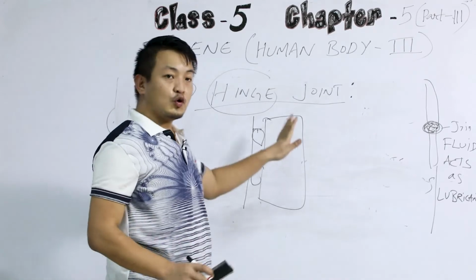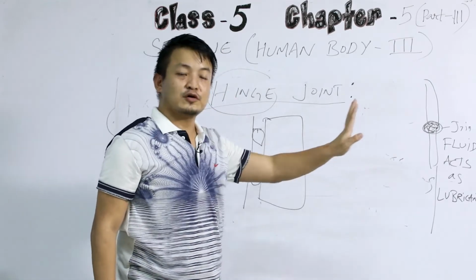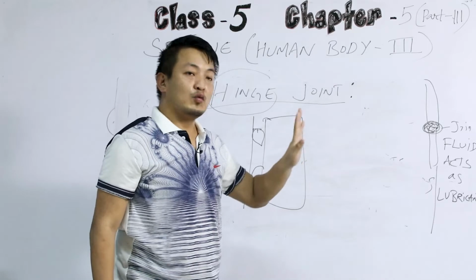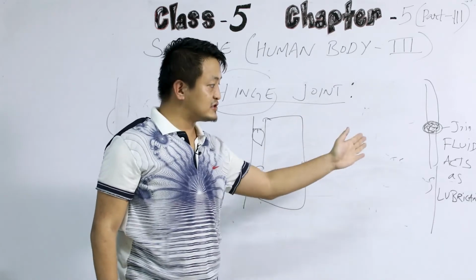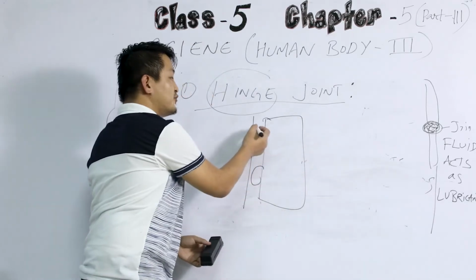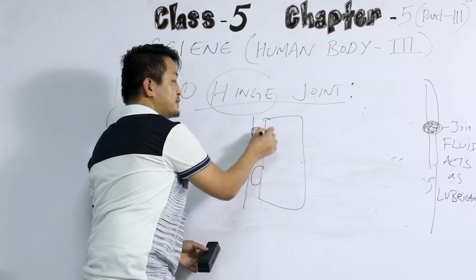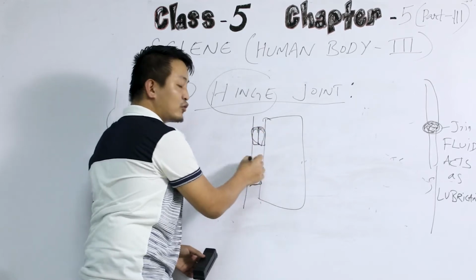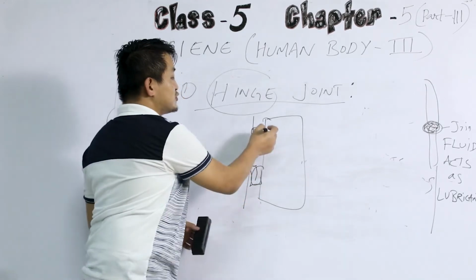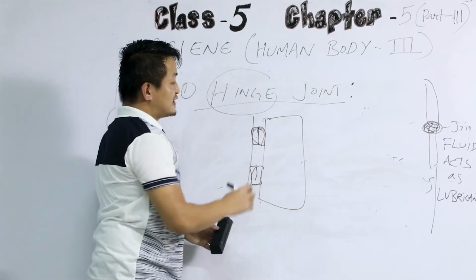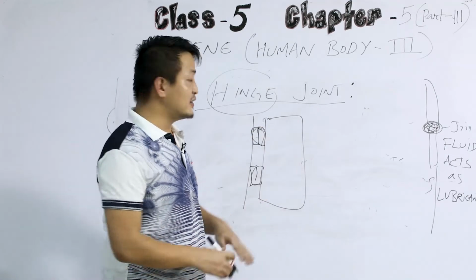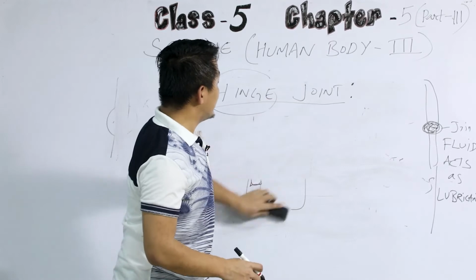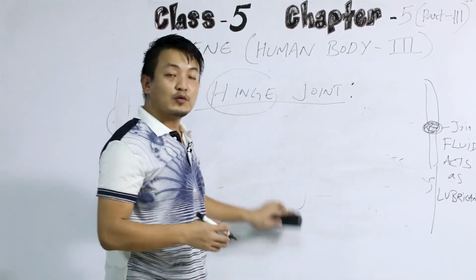Clear? When you push the door, it can move in one direction, right? Just one direction. Why can it move? Because there is a hinge present in the door. Since the door is connected with the hinge, that's why it is movable. So, same like that, we have a hinge joint in our body as well.